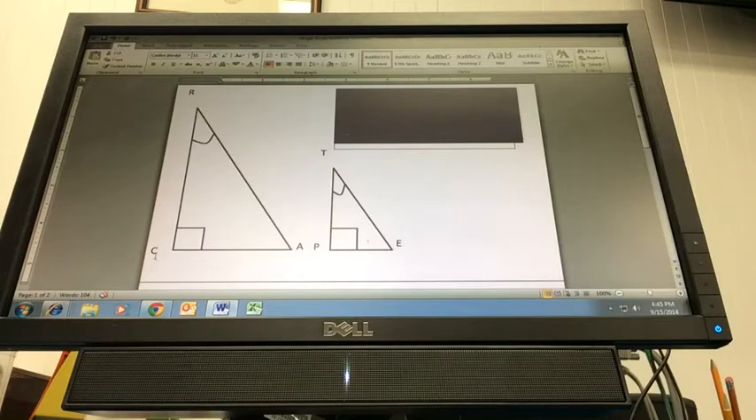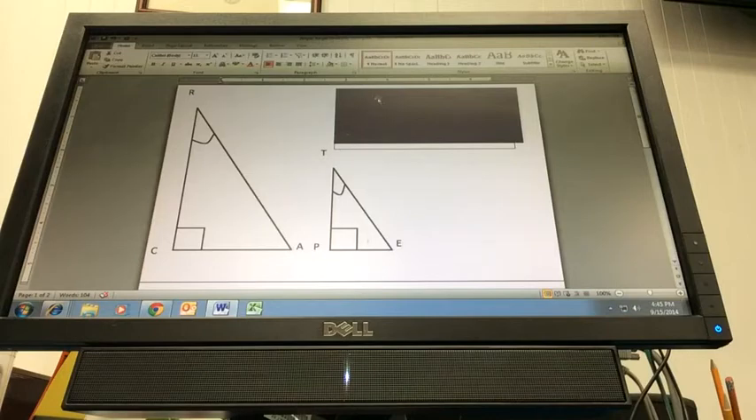I have triangle CAR and I have triangle PET. And you'll notice something about these triangles, and I hope you're drawing them in your composition book: first, both of them have a right angle. So those two angles are congruent. And we also know from this stripe that these two angles are also congruent, angle R and angle T.